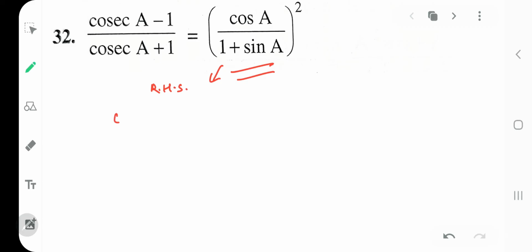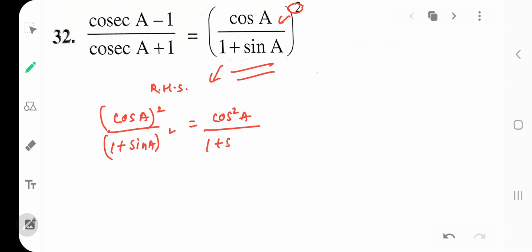Let's see. Cos A square, this square is with cos A as well as with 1 plus sin A. So you will get cos square A upon 1 plus sin A the whole square. For cos square A, can I write 1 minus sin square A? And down you have 1 plus sin A the whole square.